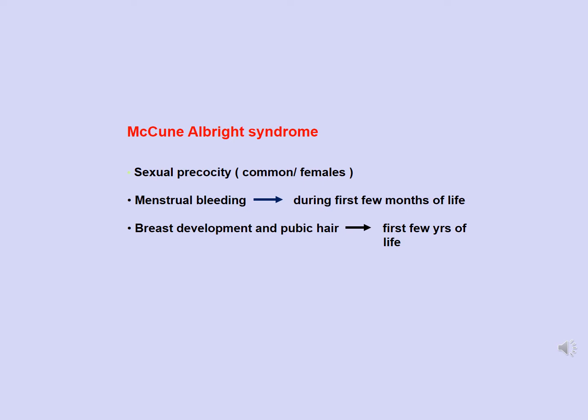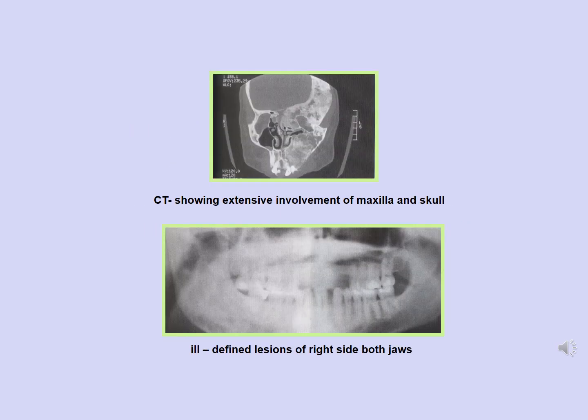There are other endocrinopathies that have also been identified in patients with McCune-Albright syndrome, such as pituitary adenomas or hyperthyroidism. This pattern is described as McCune-Albright syndrome.